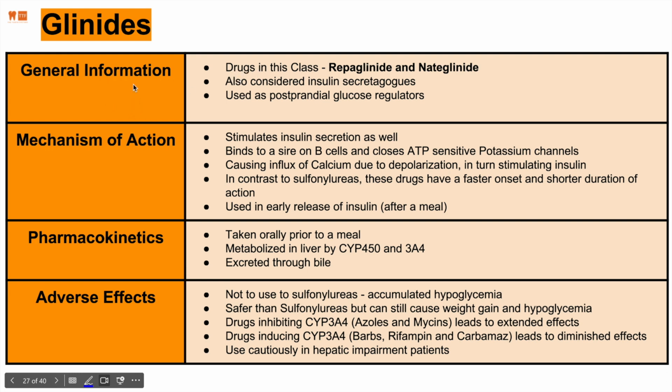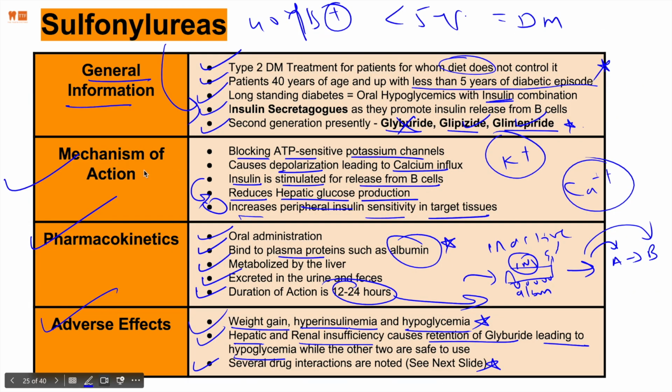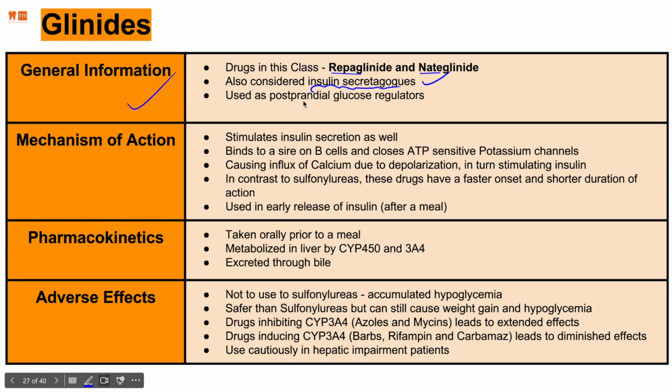Second class, glinides. Glinides generally, in drug classification, are repaglinide and nateglinide. I know it says NEET, but it's actually pronounced nateglinide. Also considered insulin secretagogues, which means the mechanism of action is the same as the ones mentioned here. The potassium channel story. It's used, although, in postprandial glucose regulation.